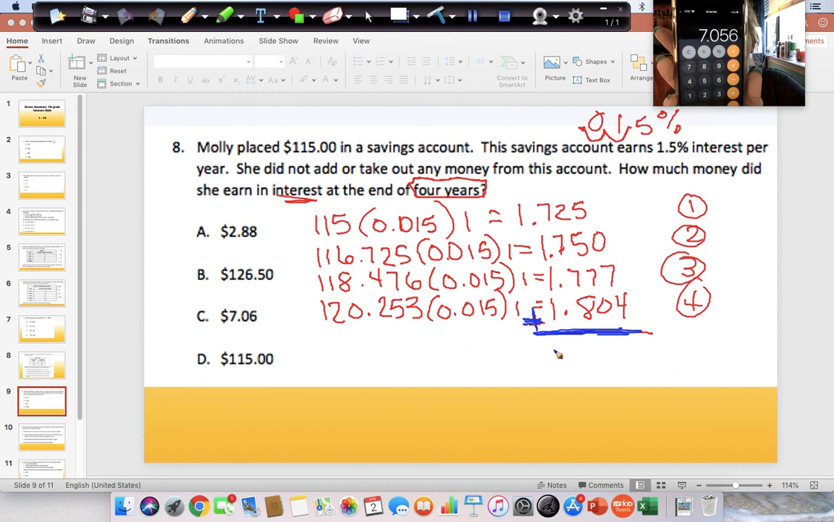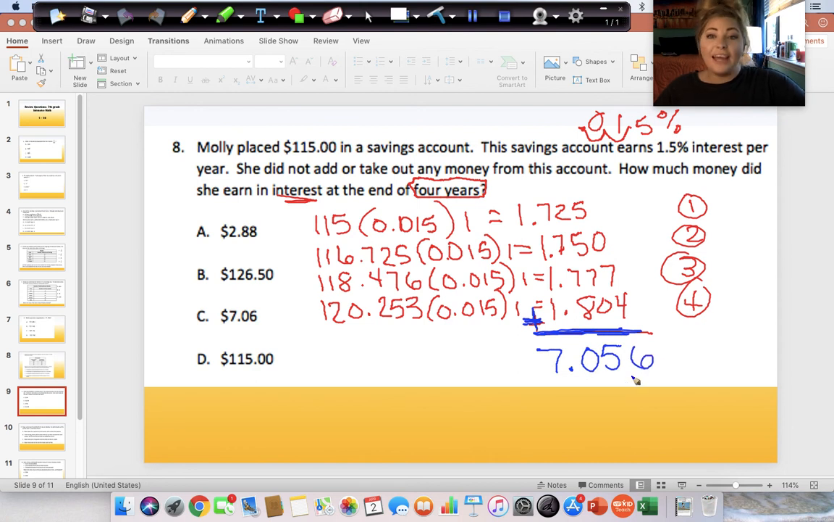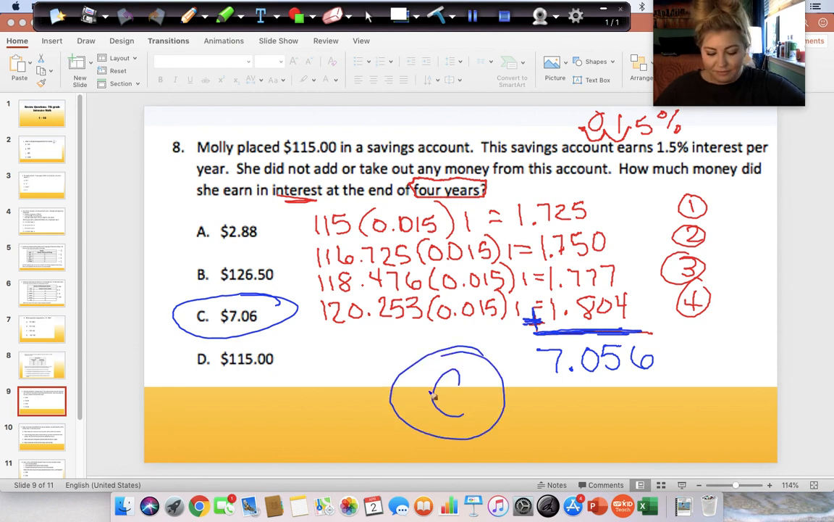Okay, so we see that our answer is, and again, I would round this, which is what they did here. They rounded it to the nearest cent, which is C. So our answer for this problem is C. That one took a minute.